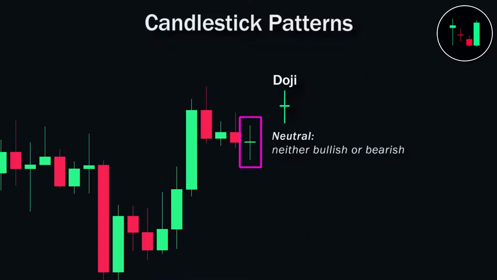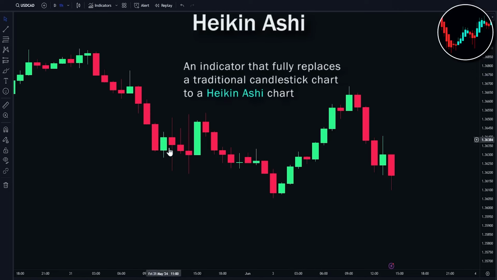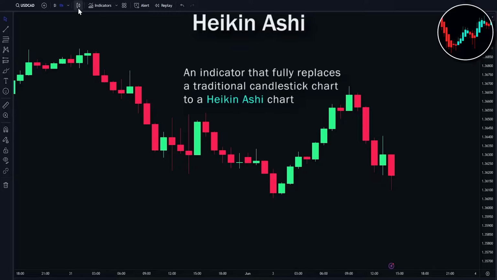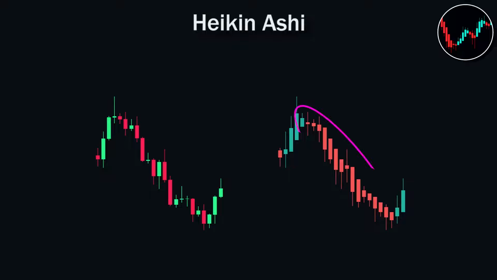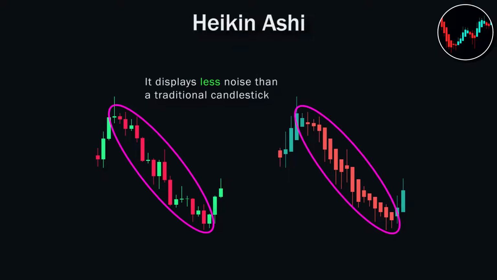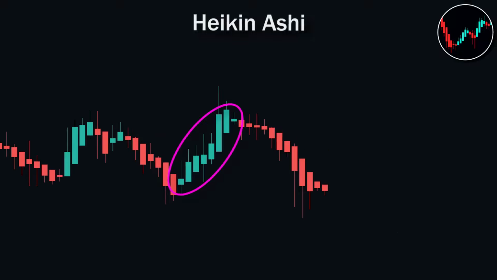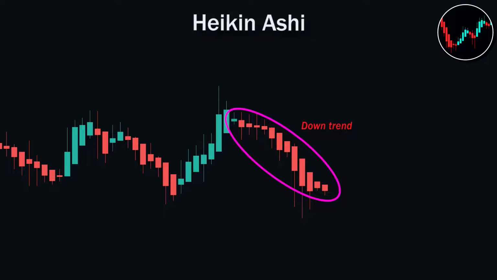Heikin Ashi. It is an indicator that fully replaces a traditional candlestick chart to a Heikin Ashi chart. When applied, it tends to give less noise than a traditional candlestick. A green Heikin Ashi candle signals that the price is on an uptrend, and a red Heikin Ashi candle signals that the price is on a downtrend. The size of the candle's body also indicates how strong a trend is.